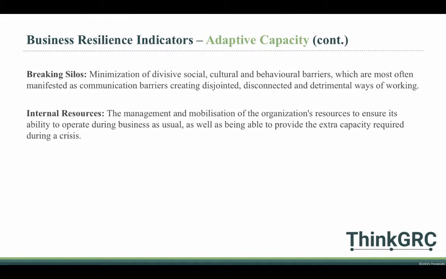The final two adaptive capacity resiliency indicators are identified and defined as follows. Breaking silos. That's defined as the minimization of divisive social and cultural and behavioral barriers, which are most often manifested as communication barriers, creating disjointed, disconnected, and detrimental ways of working. And lastly, internal resources. It's defined as the management and mobilization of the organization's resources to ensure its ability to operate during business as usual, as well as being able to operate and provide extra capacity that's required during a crisis.